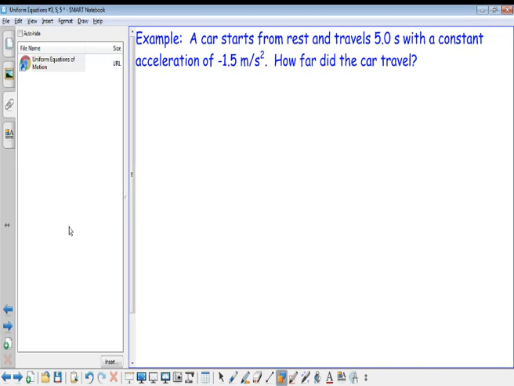Same car, different equation, different thing to ask. A car from rest travels 5.0 seconds with a constant acceleration of negative 1.5 meters per second squared. How far this time did the car travel? So we're going to use equation number 4. And that's going to be 1/2 AT squared plus VIT.